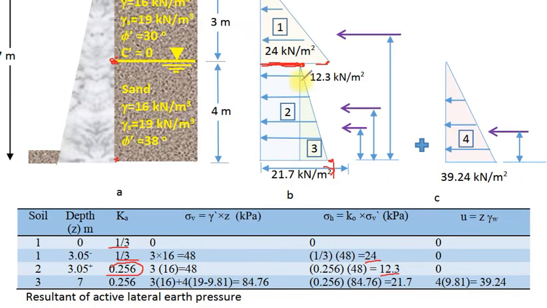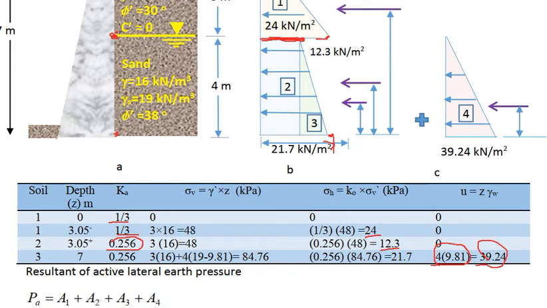Now, to compute the active force, we have to calculate the area of the first triangle. Divide all the areas into 4 regions. First is a triangle, second is a rectangle, third is a triangle, and the fourth is a triangle for the hydrostatic pressure, which equals 4 times 9.81, equal to 39.24 kilonewton per square meter.